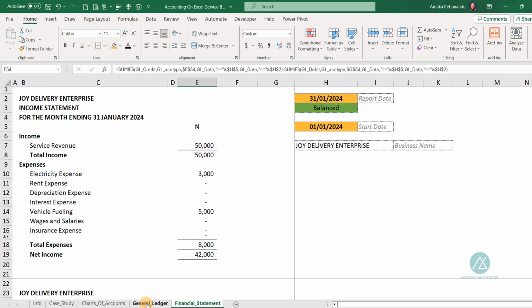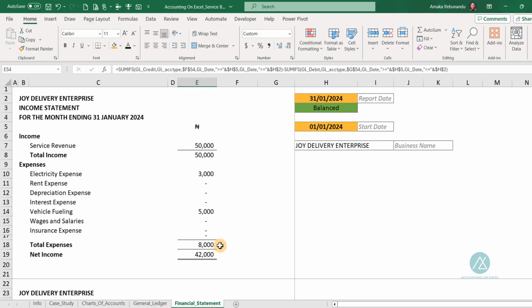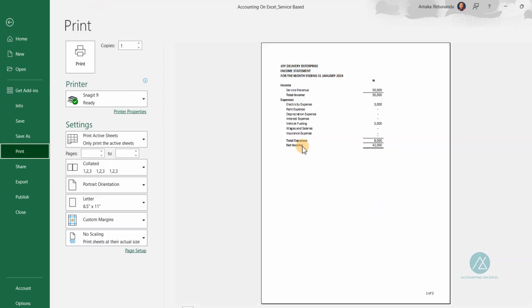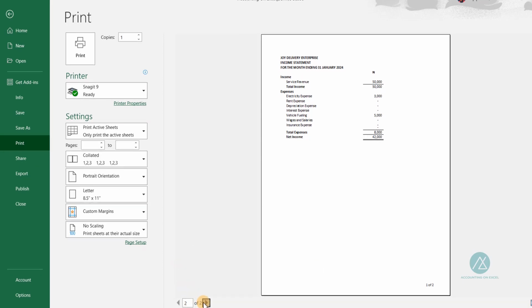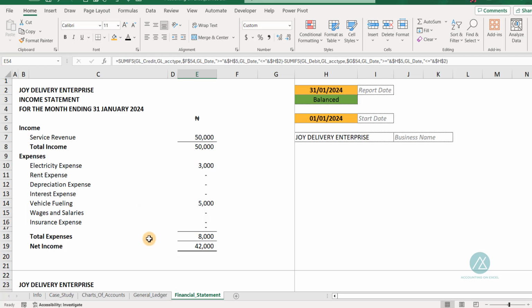So I believe this has made the work much easier for you. If you're a service-based business, give this a try. You see your transaction is captured. As you're capturing it, your report is being generated automatically. And when you click on your print preview, you can see this is your income statement. Page 2 has your balance sheet. It prints automatically, right?